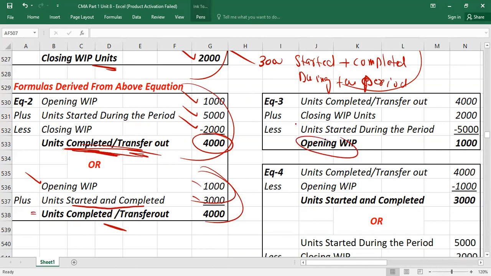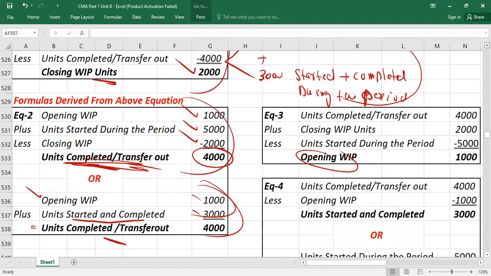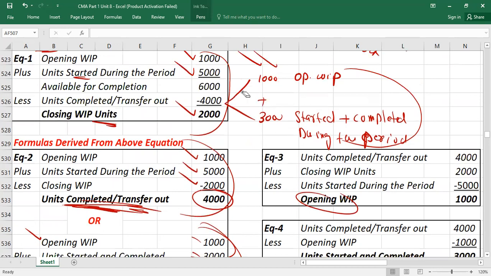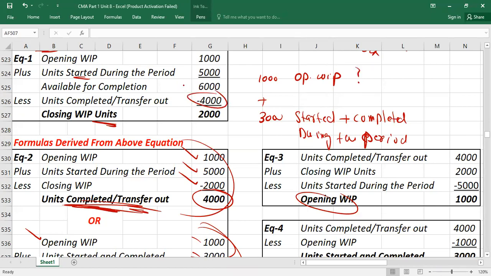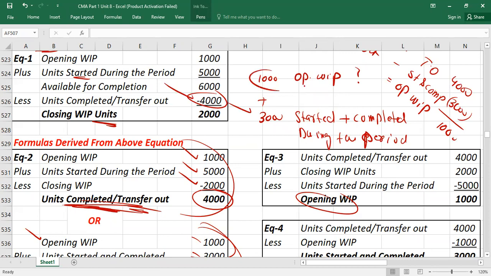Right. Now, for example, you are calculating opening work in process. The one way is what? I can calculate opening work in process this way also. How? Firstly, I'm telling you, because this way is not written in the sheet, but keep it in mind. I want to calculate now opening work in process. What I'll do? I can take units transfer out, 4,000, minus started and completed, which is 3,000. This will give you opening work in process of 1,000. Understood? Like transfer out minus started and completed, you will get opening work in process. This is the one way.